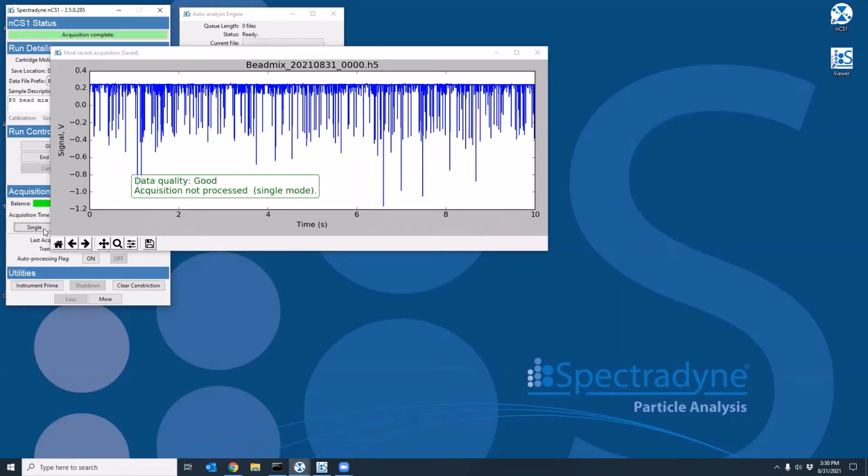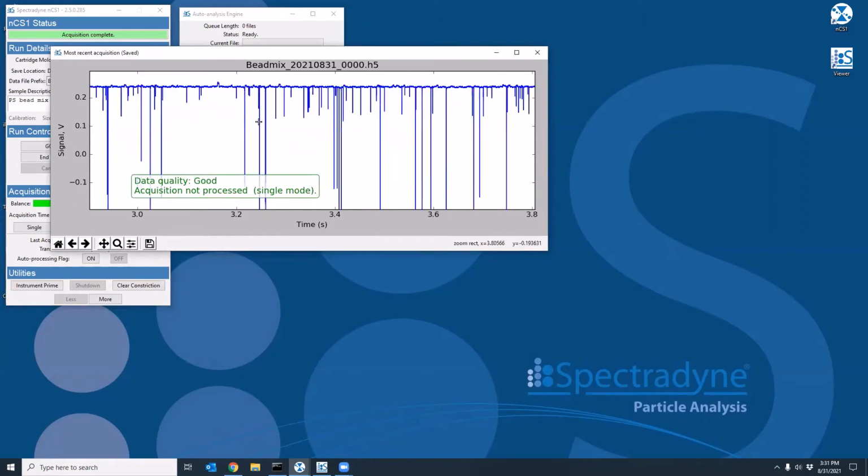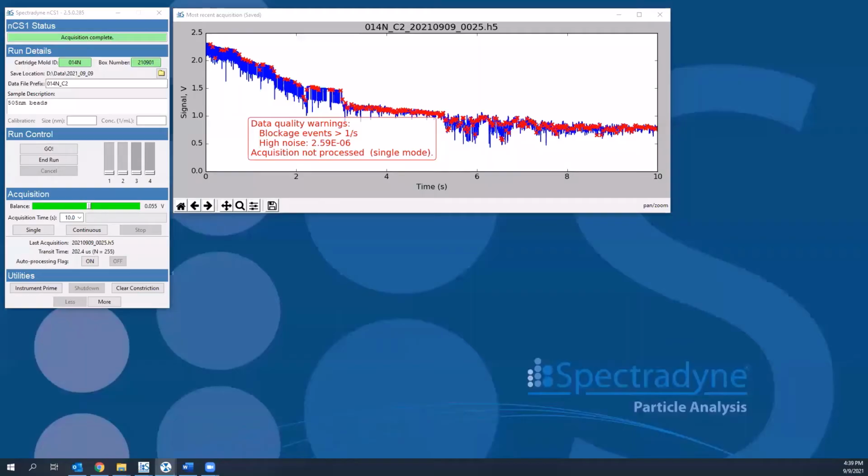First, let's review what typical good raw data looks like before we get into recognizing the signs of a bad acquisition run. Good quality data should have a smooth baseline with particle events appearing as downward spikes. The downward spikes should be symmetrical and fully resolved from one another. We have a video on this topic on our website if you would like to gain more insights on how to understand the raw data.